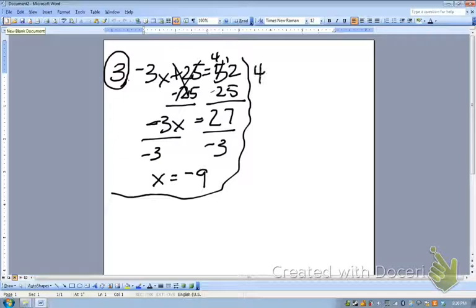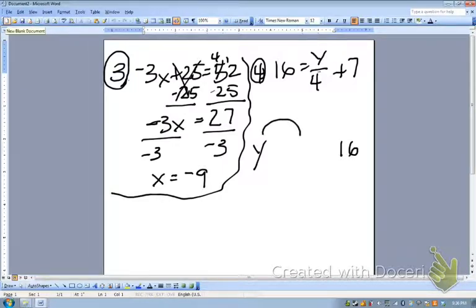Alright, number 4 says 16 equals y divided by 4 plus 7. That's a hideous 4. I can do better than that. Alright, now I'm going to use the cloud method for this. So I'm starting at y. I'm going to 16. First thing that happens is I divide by 4. Second thing that happens is I add 7. On my way back home, I'm going to subtract 7.